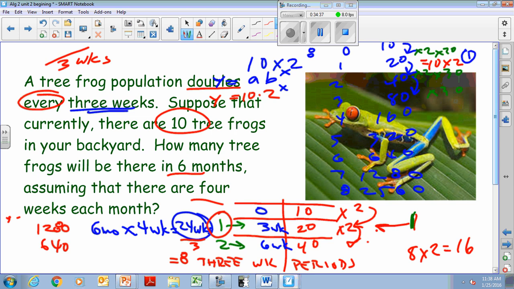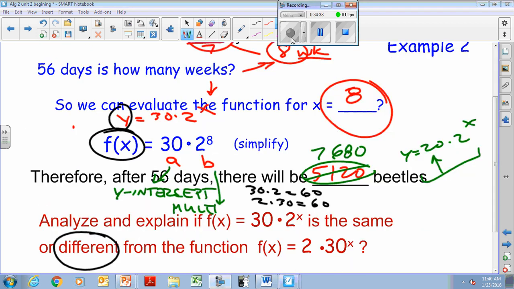I didn't do it. Oh, I so wish I would have done it. Higher, dang it. A is y-intercept, B is multiplier.